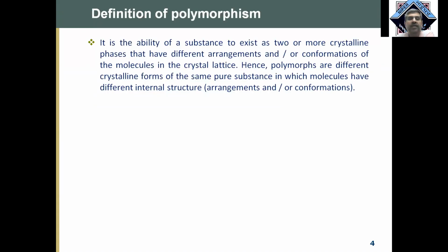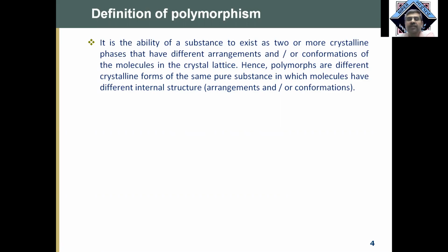First, let us look at the definition of polymorphism. Polymorphism is the ability of a substance to exist as two or more crystalline phases that have different arrangements and/or conformations of the molecules in the crystal lattice. Hence, polymorphs are different crystalline forms of the same pure substance in which molecules have different internal structure, that is arrangements and/or conformation of the molecules.